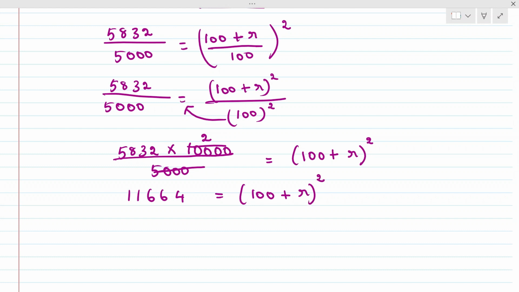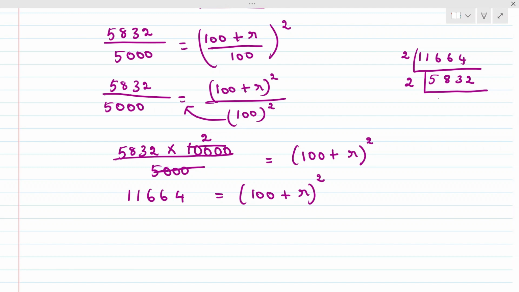Now the left hand side also we need to produce in the form of a square so that we can find out R. For that, how to find out the square root? I will do it here. 11664, I'm breaking it using prime factors. So 5832, I'm breaking it using prime factors. This is the square root chapter.